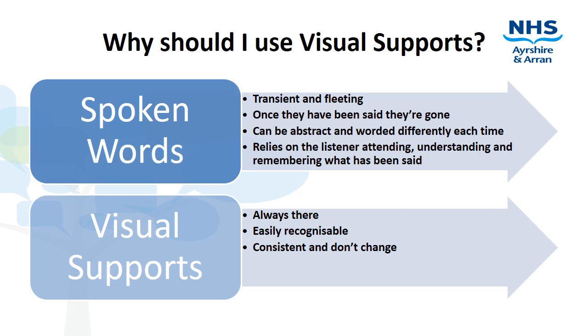So when giving instructions, which is easier for the pupils to understand? A verbal instruction of go get your maths book, turn to page 27 and start reading problem 6, or a visual of a maths book alongside page 27, problem 6.